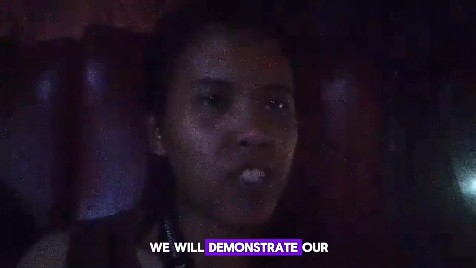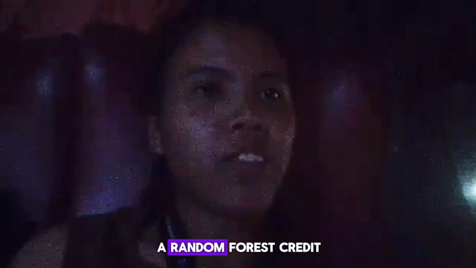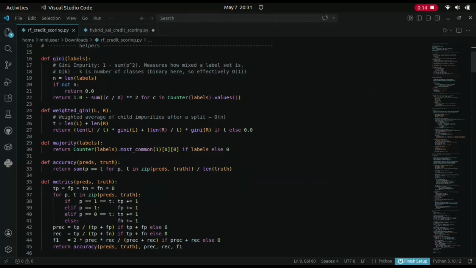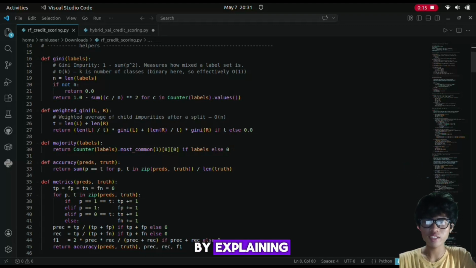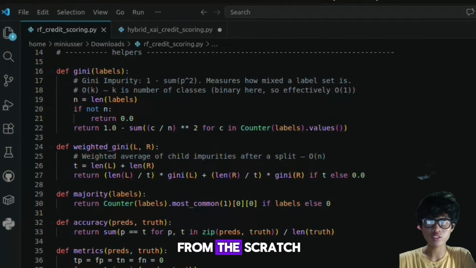In this video, we will demonstrate our practical implementation, a random forest credit scoring system with SHAP-style explainability, built entirely from scratch in Python with no external machine learning libraries. Now we will demonstrate by explaining the three algorithm implementations from scratch.